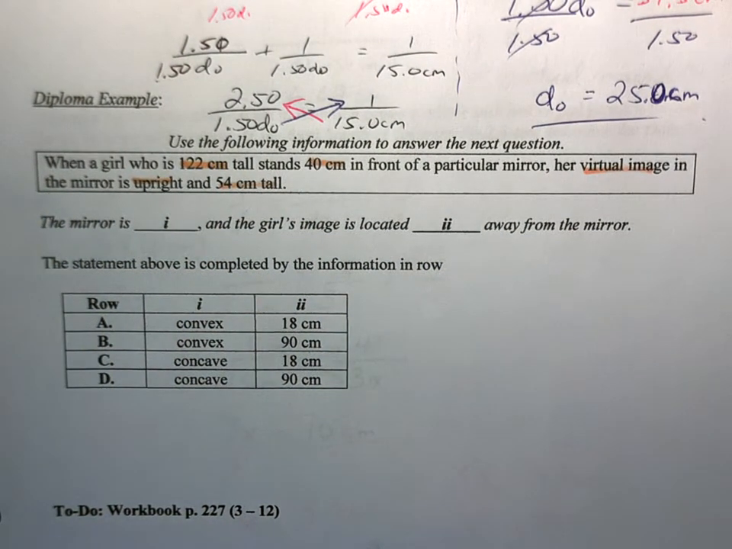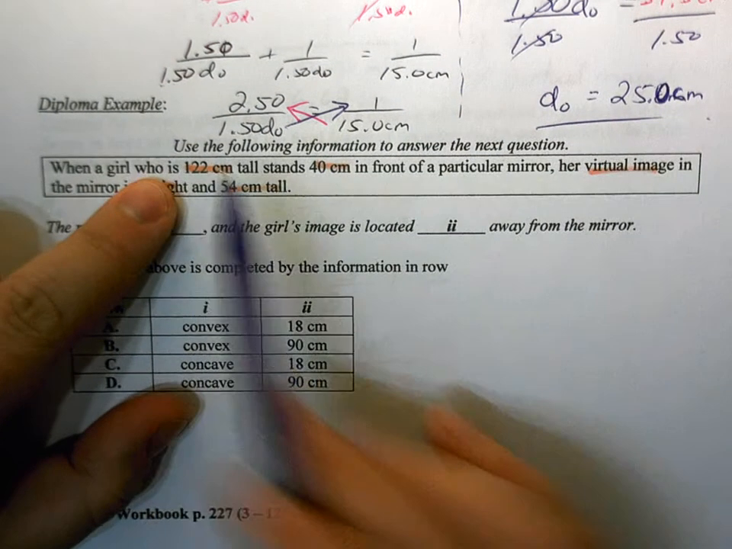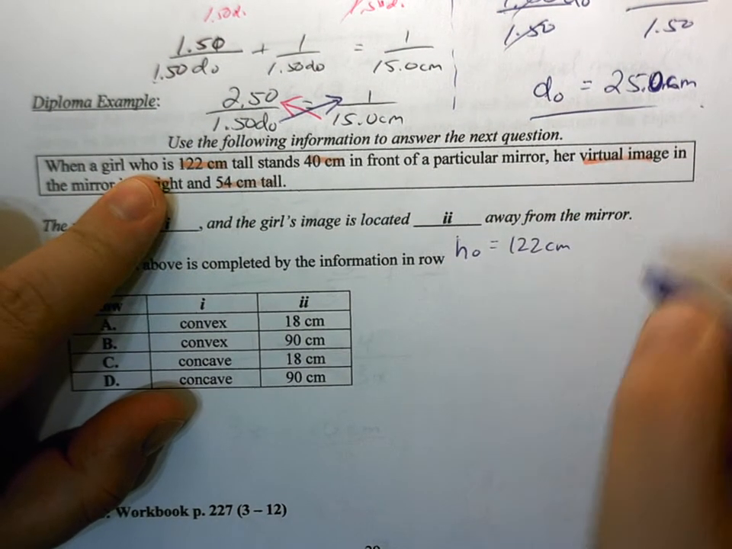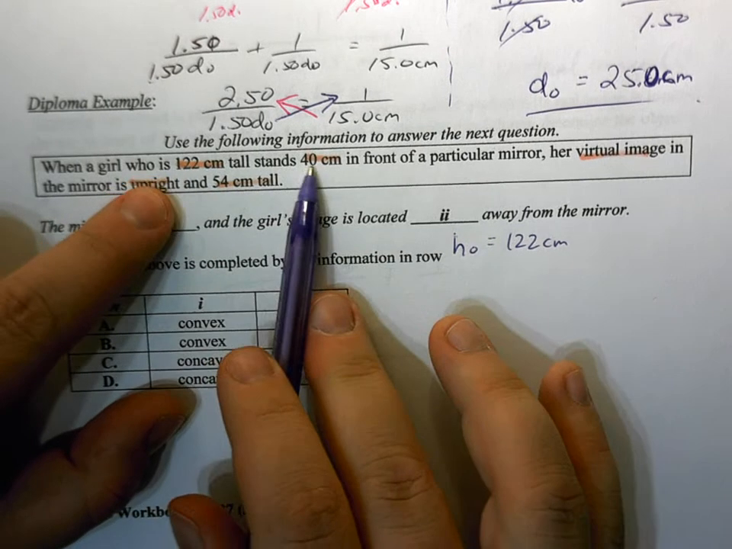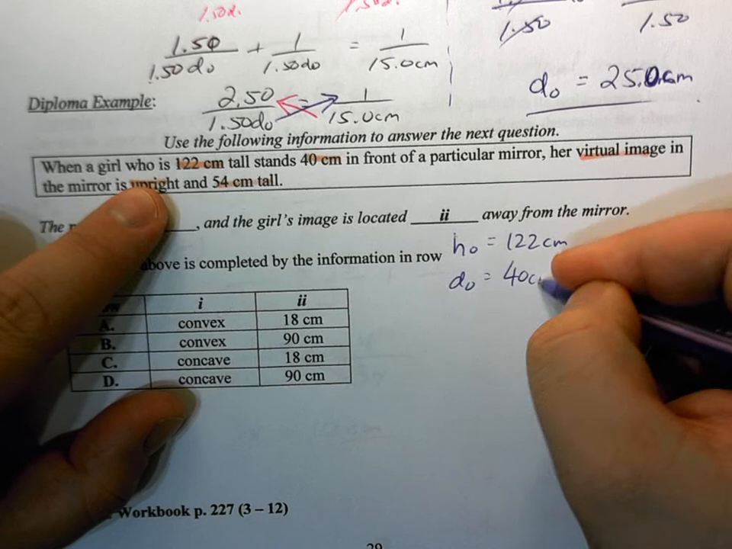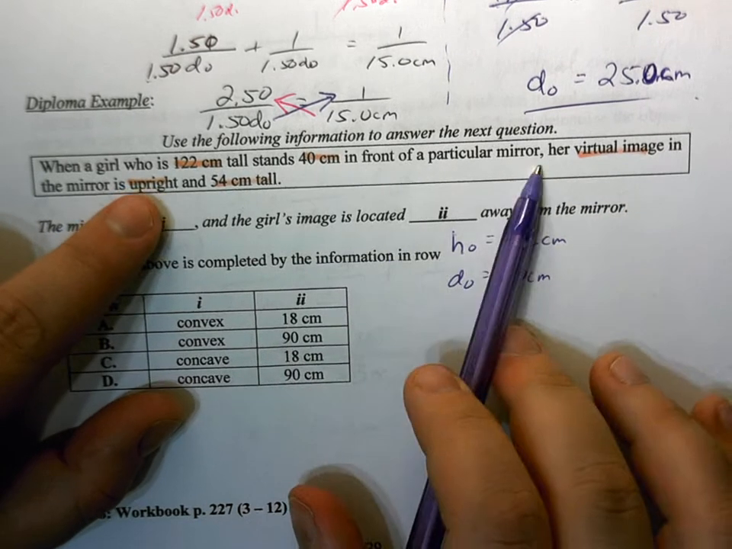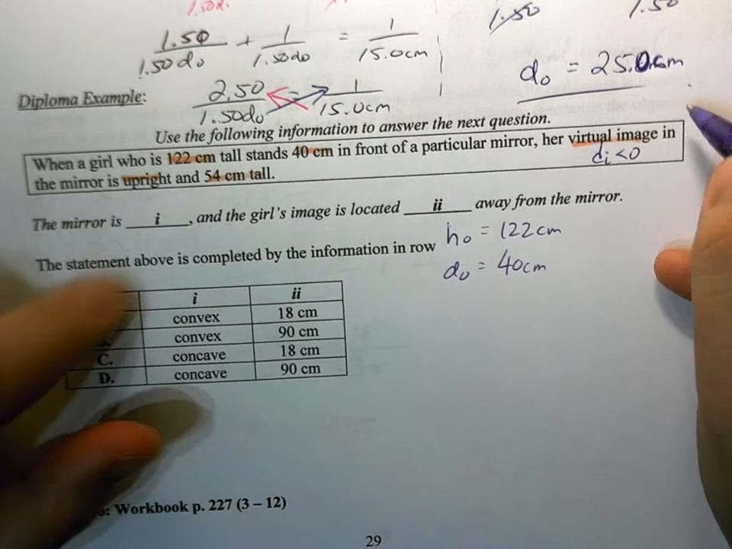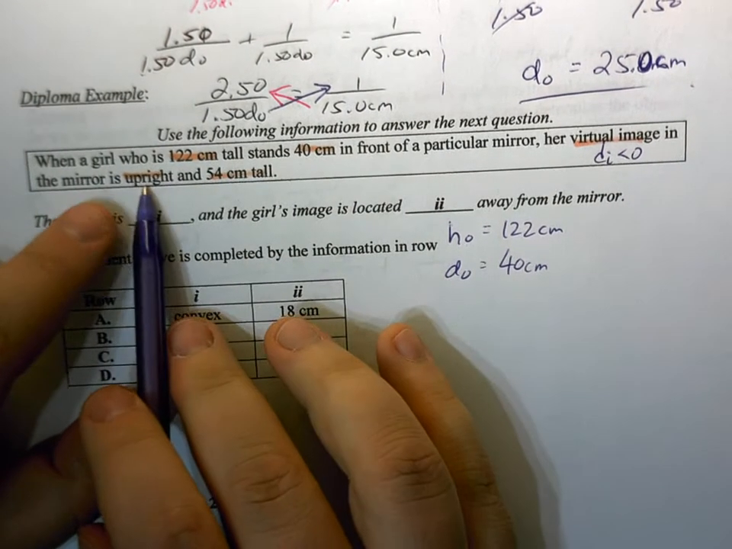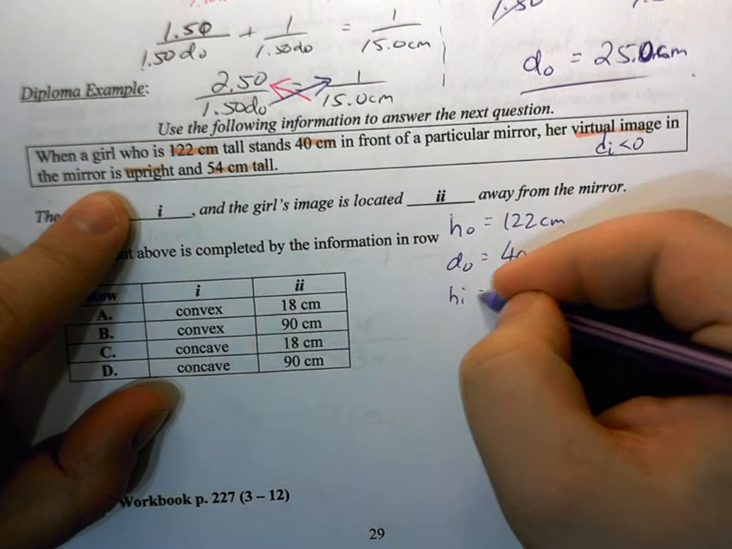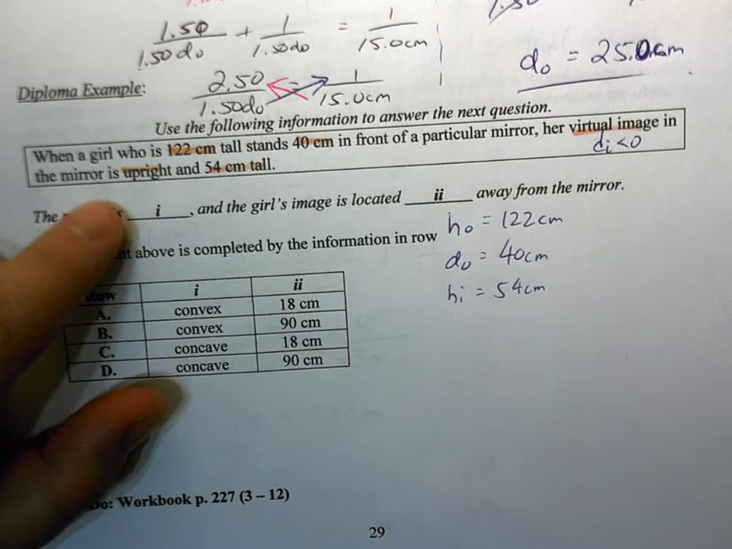Let's label what we have. We're told the girl is 122 centimeters tall, so we know HO is going to be 122 centimeters. And she stands 40 centimeters in front of a mirror, so that's telling us DO. Now, we're told she has a virtual image, so this is telling us that DI is going to be negative. We're told her image is upright and it's 54 centimeters tall, so that's telling us HI is positive 54 centimeters.